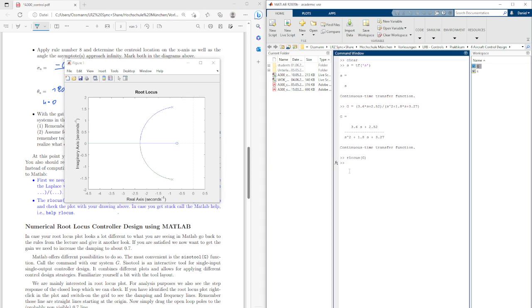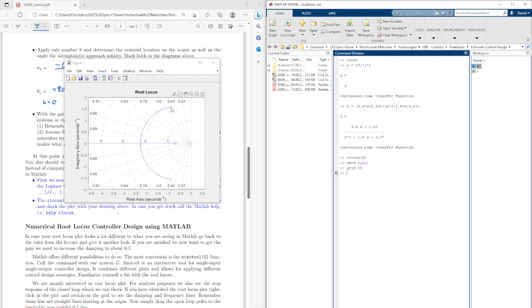What I'm going to do is call axis equal, so it sets the x and y axes to equal size, and then I'm going to do grid on. So with grid on, Matlab will show us the root locus grid, and now we see something interesting here.